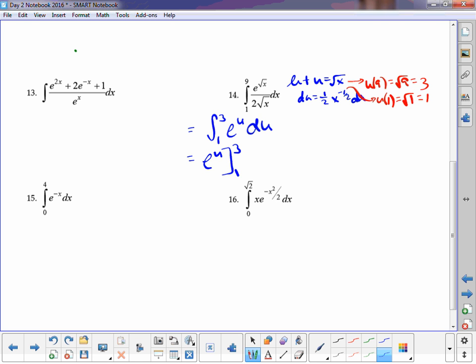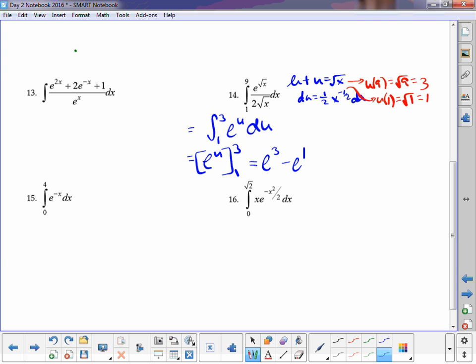We don't have a negative, so when I take my derivative, 1 half comes down, e to the negative 1 half. That's just indicating that's in the denominator. All right, so now we go ahead and substitute in those bounds. And we get e to the 3 minus e to the 1st. Questions with that?